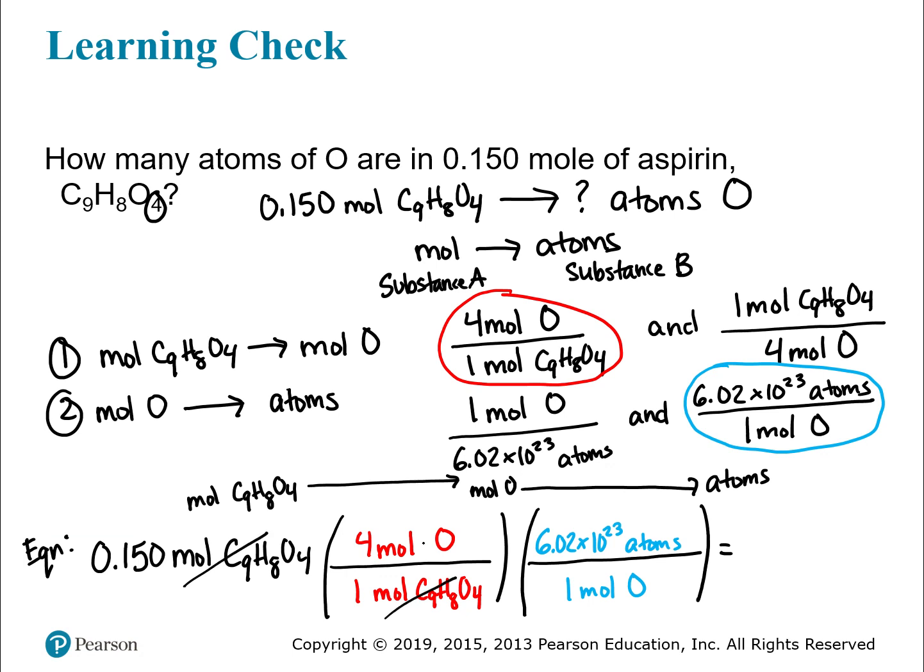Let's double check our units. The first conversion factor, we get to moles of oxygen, and that's what we wanted. Our second conversion factor, we get to atoms. So we're good there. So you're going to multiply 0.15 times 4 times 6.02 times 10 to the 23rd. When you do that, you should get 3.61 times 10 to the 23rd oxygen atoms.